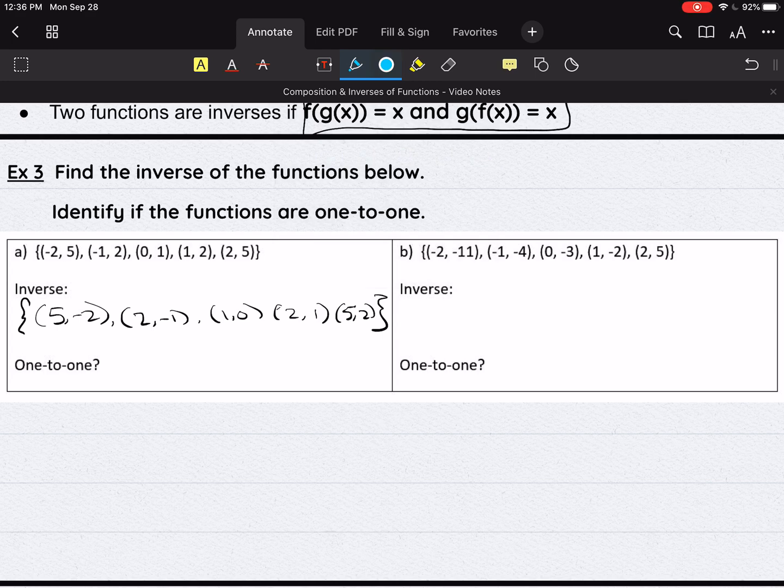Now, is my original function, the original ordered pairs, one-to-one? So I want to look and make sure that I have no repeated y's, right? I can't have different inputs corresponding to the same outputs. And when I look here, I see that I have repeating y's. So this would not be one-to-one because we have repeated y's.